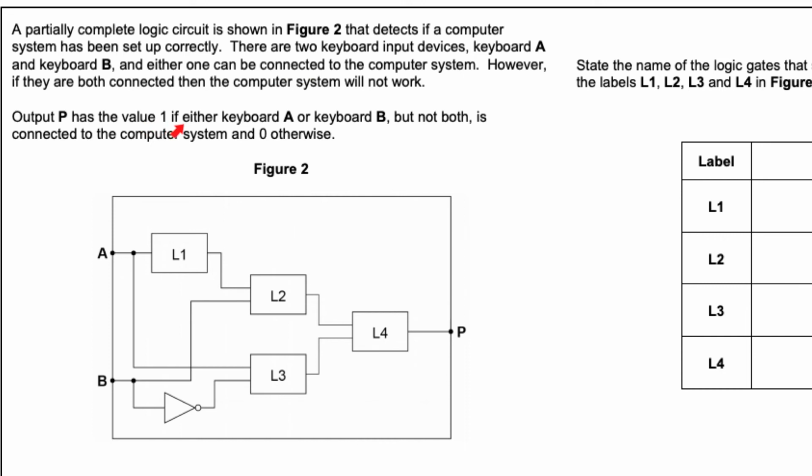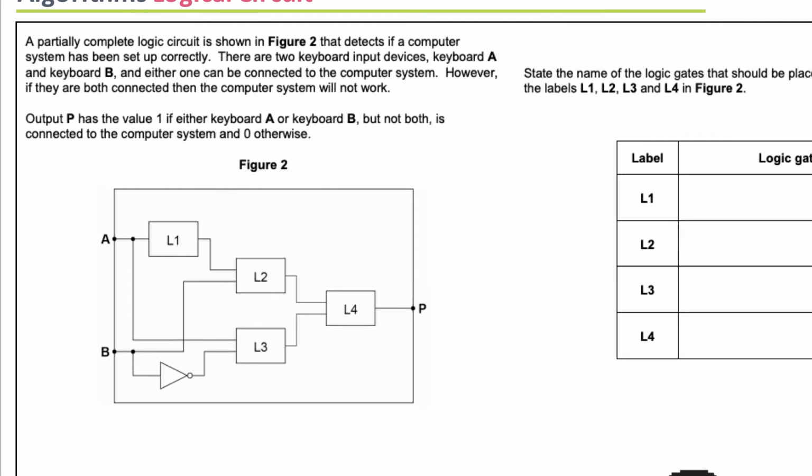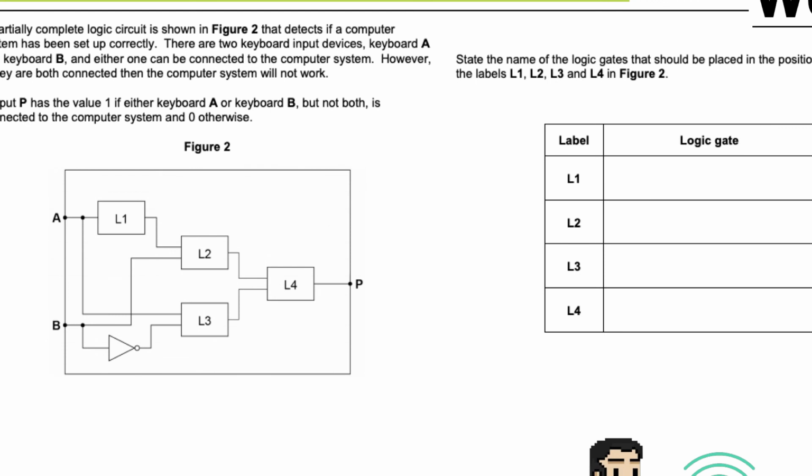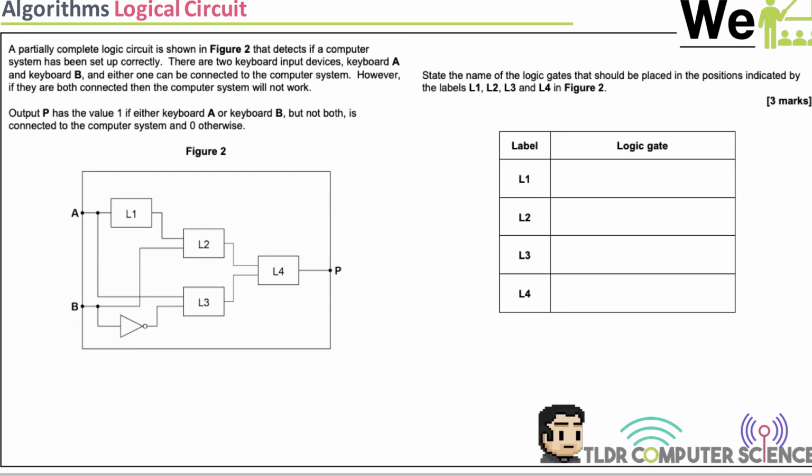Output P has the value 1 if either A or B, but not both. It's actually a specific type of logic gate called exclusive OR, which we learned about. Let me give you the first tip. This looks tricky, right? Looks tricky. Can I give you the first tip? How many inputs are going into this? One. There is one input going into L1. Which logic gates do you know? So L1 must be... So even without reading it, we know that. So that's NOT.